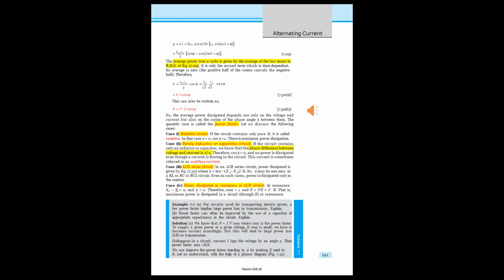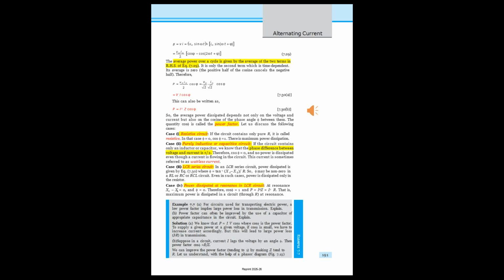The average power over a cycle is given by the average of the two terms in the RHS of the equation 7.29. It is only the second term which is time dependent. Its average is 0, as the positive half of the cycle cancels the negative half. So the equation can be written as P equal to Vm Im by 2 cos phi, and that will be equal to Vm by root 2 into Im by root 2 cos phi. That is given by VI cos phi. This can also be written as P equal to I square Z cos phi.